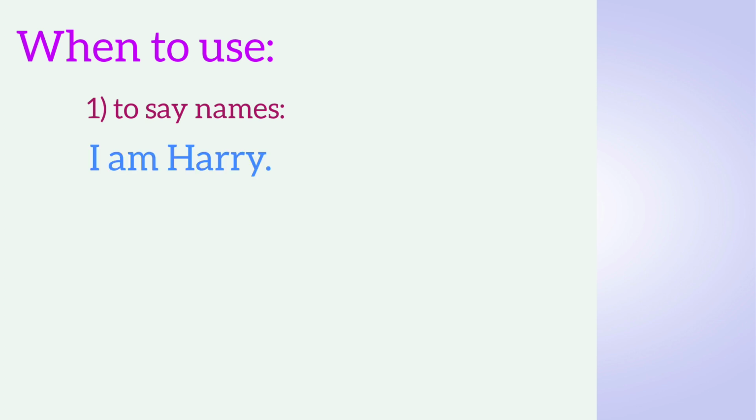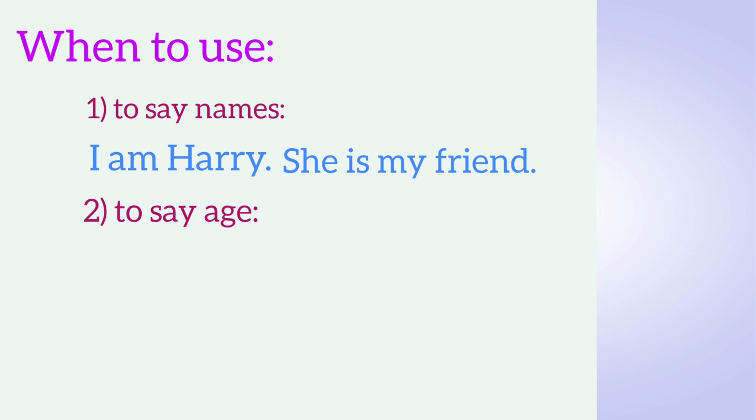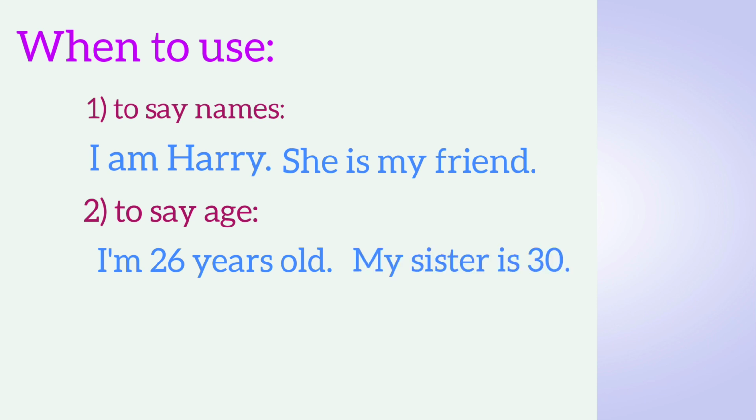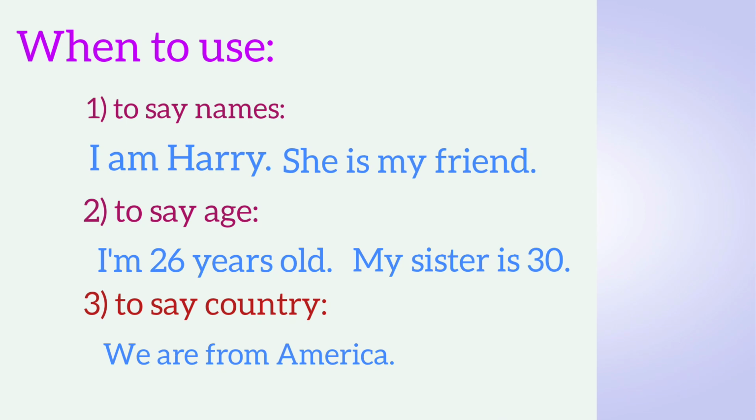Then to use to be verbs. 1. To say names. For example, I am Harry. She is my friend. 2. To say age. For example, I'm 26 years old. My sister is 30. 3. To say country. For example, we are from America. My boss is from Turkey.